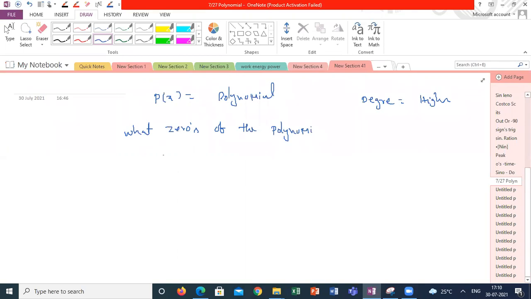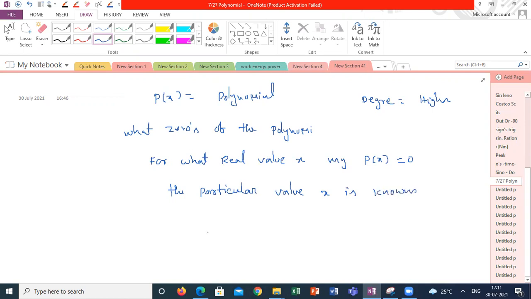If we substitute that number in the polynomial, we will get the answer as 0. I can say it like this: for what real value of x is my p of x equal to 0? That particular value of x is known as a zero of the polynomial. Are you clear what I'm saying? Yes, sir.